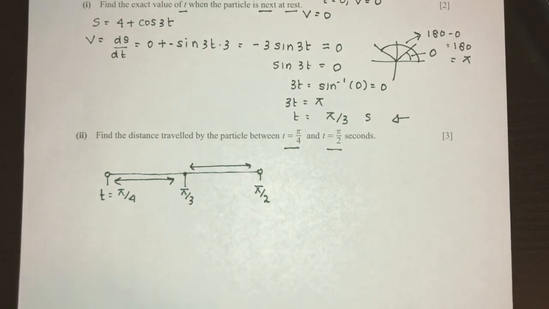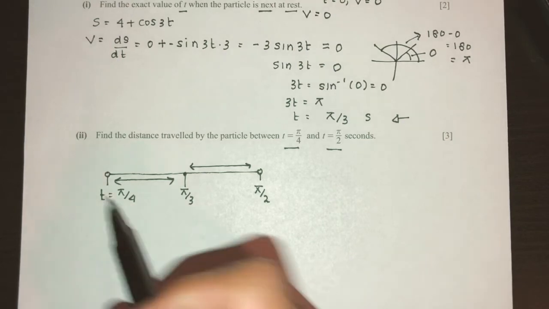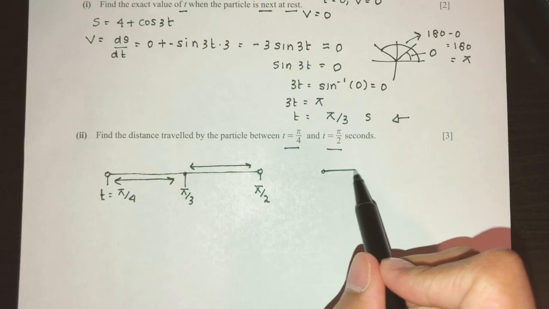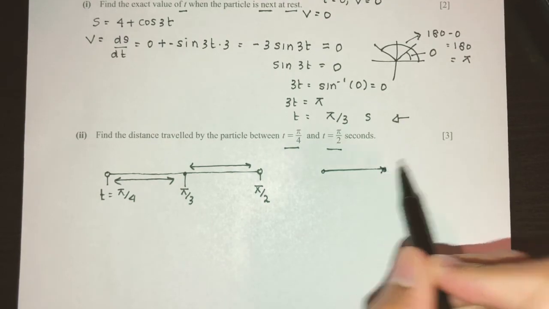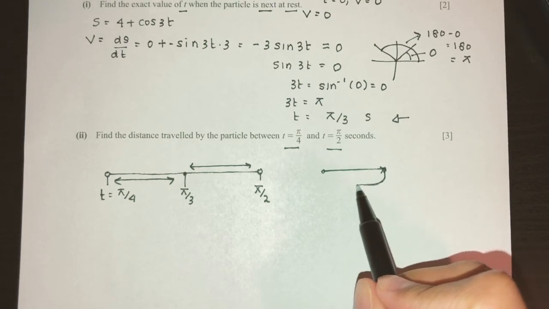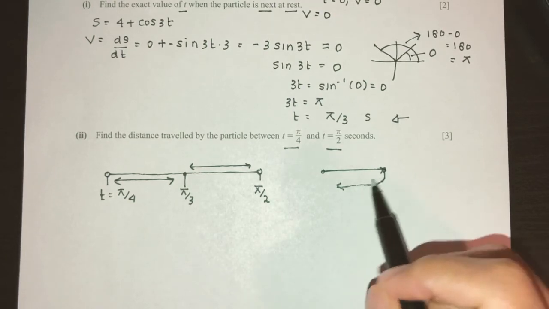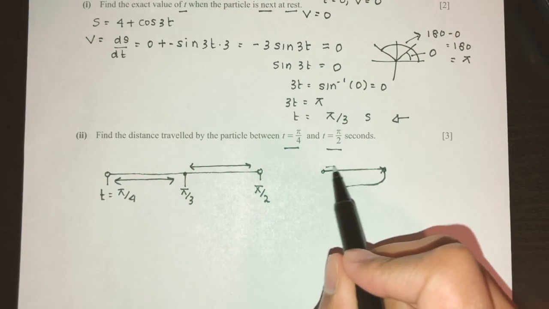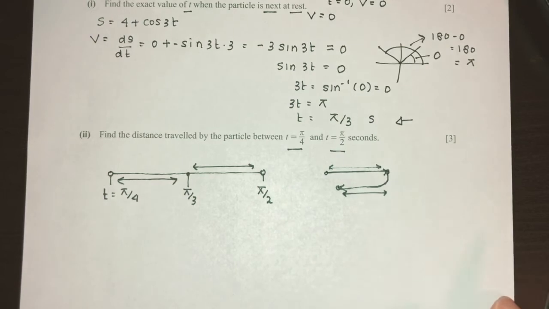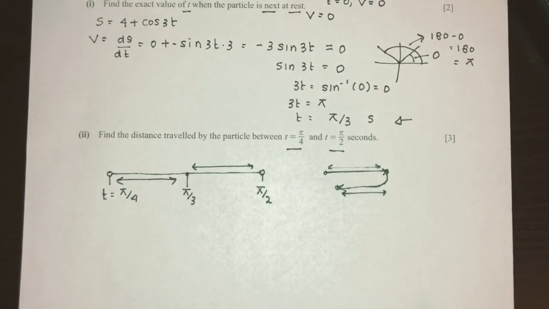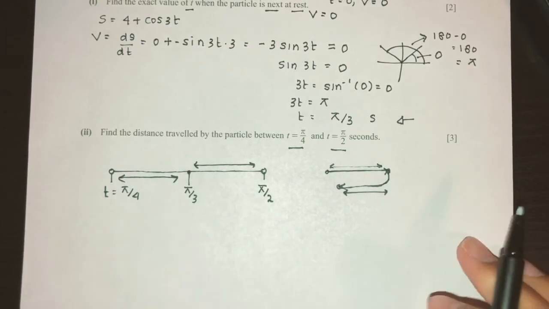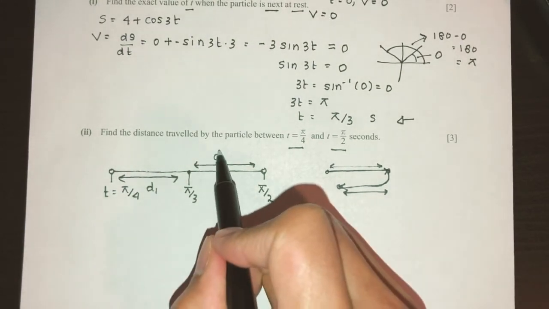Okay, so what happens is, when it is here at this point, it goes in this direction, it comes to rest right here. But then when it comes to rest, it goes in the opposite direction. So you have to find the distance traveled here and the distance traveled here. So you have two separate distances to find the distance traveled in total. So this is of course this one and then this one. That will be d1 and d2.